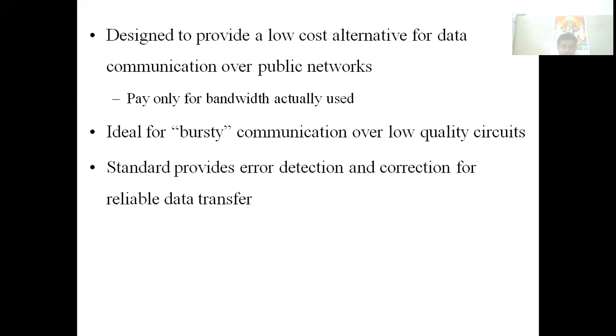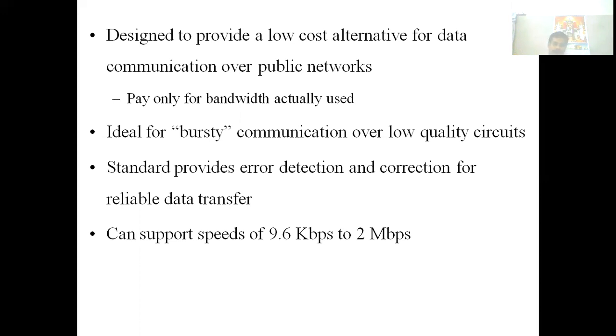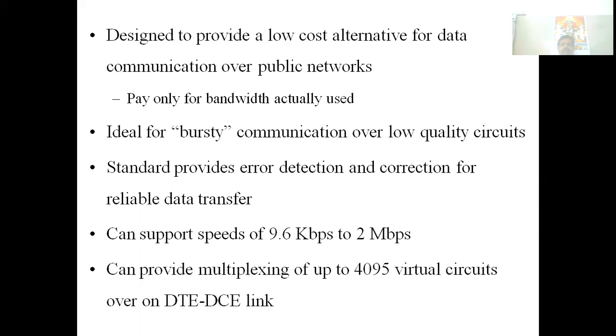This X.25 provides error control and flow control at 2 layers, that is at the data link layer and network layer. So you can transfer the data reliably. This X.25 can support speeds of 9.6 kilobits to 2 megabits per second. It can provide multiplexing of up to 4095 virtual circuits over DTE-DCE links. How many virtual circuits can it provide? It can provide 4095 virtual circuits by multiplexing.